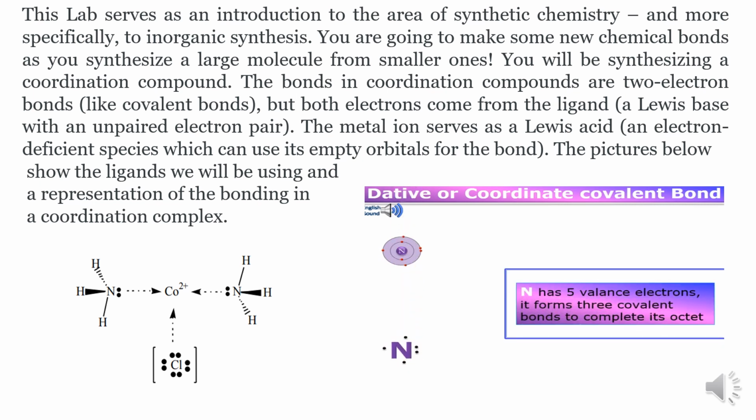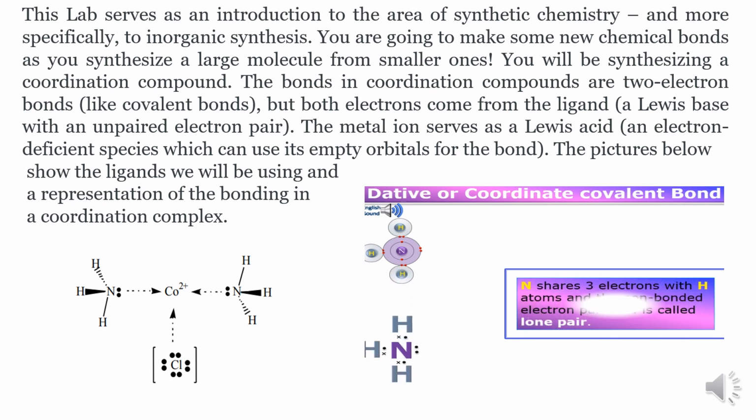The difference between the covalent bond and the coordinate covalent bond: nitrogen has 5 valence electrons. It forms 3 covalent bonds to complete its octet. Hydrogen has 1 valence electron. It forms a single covalent bond to complete its duplet. Nitrogen shares 3 electrons with hydrogen atoms, and the non-bonded electron pair of nitrogen is called a lone pair.